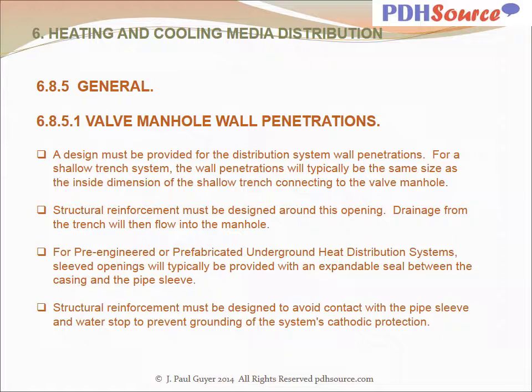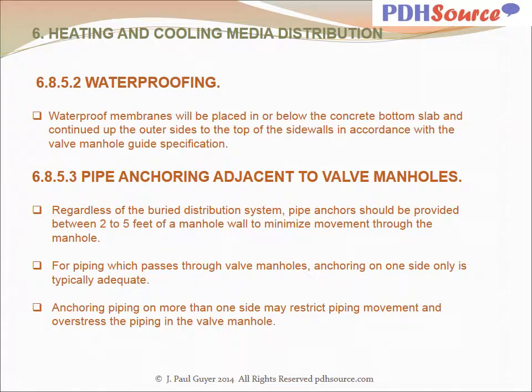For pre-engineered or prefabricated underground heat distribution systems, sleeved openings will typically be provided with an expandable seal between the casing and the pipe sleeve. Structural reinforcement must be designed to avoid contact with the pipe sleeve and water stop to prevent grounding of the system's cathodic protection system. Waterproof membranes will be placed in or below the concrete bottom slab and continued up the outer sides to the top of the side walls in accordance with the valve manhole guide specification.